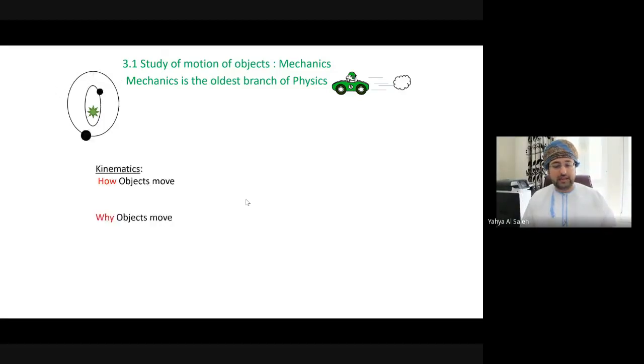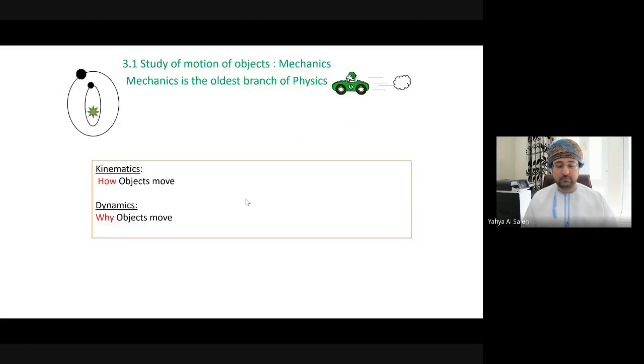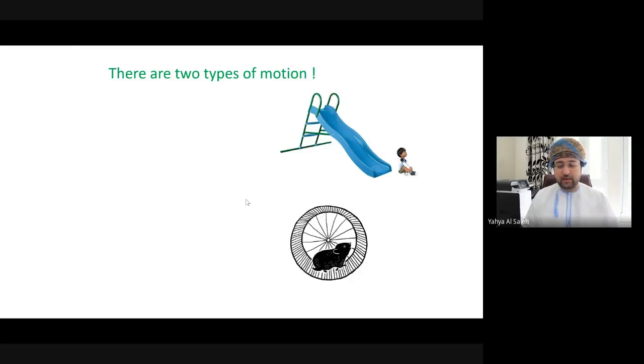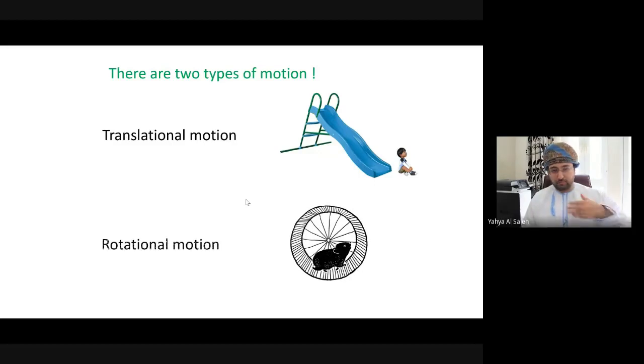So, kinematics, how objects move. Dynamics, why do they move? So far, so good? Now, we have two types of motion. One is like this, when a child slides on a slide. And another one is like a hamster on a hamster wheel. And these two types of motion are rather different. One is called translational motion, and the other is called rotational motion. Now, again, we will break it down. We will start this course by looking at translational motion, and then later on, we'll go to rotational motion.